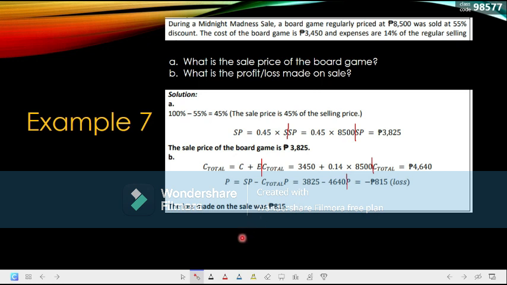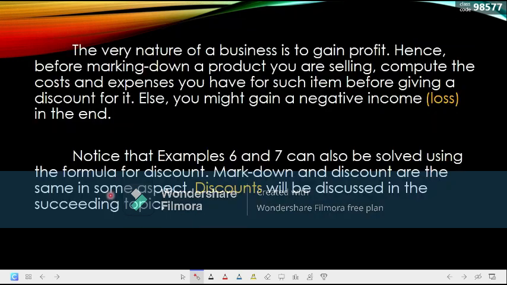Okay, so I hope that you understand number 7. Now, the very nature of a business is to gain profit. Hence, before marking down a product you are selling, compute the costs and expenses you have for such item before giving a discount for it. Else, you might gain a negative income, which is loss in the end. Notice that example 6 and 7 can also be solved using the formula for discount. Markdown and discount are the same in some aspect. Discounts will be discussed on the succeeding topic.